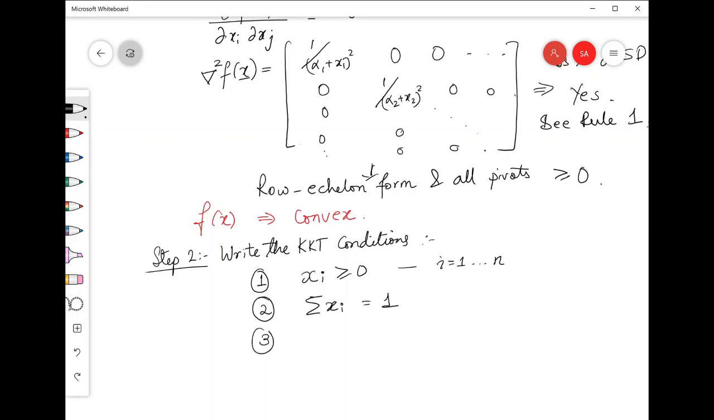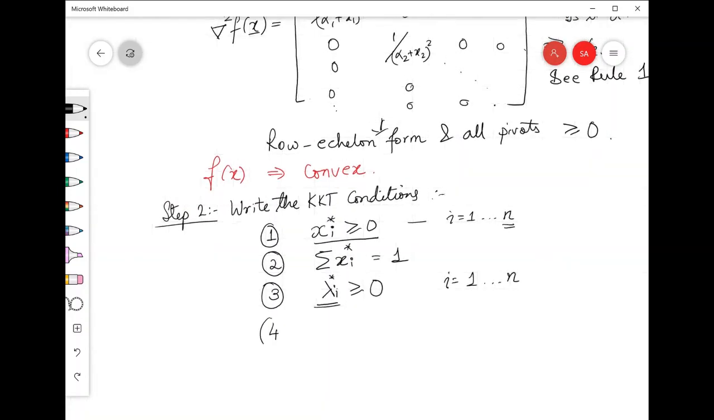The third one is the lambda i's. How many lambda i's will be there? There are n such inequality constraints, so there will be n such lambda i's. Let me write a star, since this is at the optimal point. Lambda i star is going to be, sorry, not equal to 0 but greater than or equal to 0, for all i going from 1 to n.